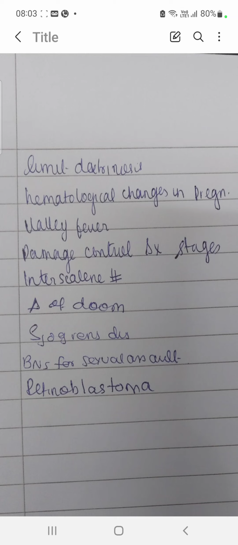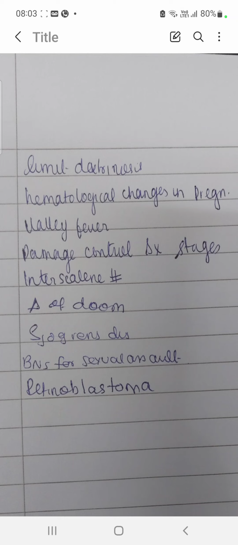Triangle of doom. Which nerve is present? Genital branch of genitofemoral nerve, and it is going towards scrotum, the sensation of scrotum, cremasteric reflex. No, it is going for the sensation of scrotum. Sjogren syndrome. Sjogren syndrome is involved with CD4 T cell.